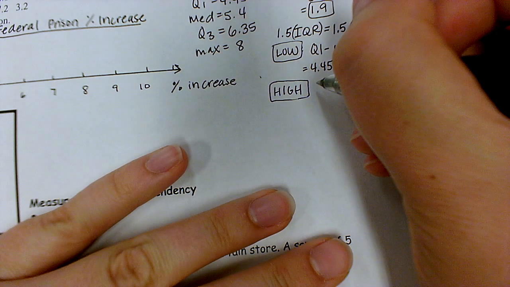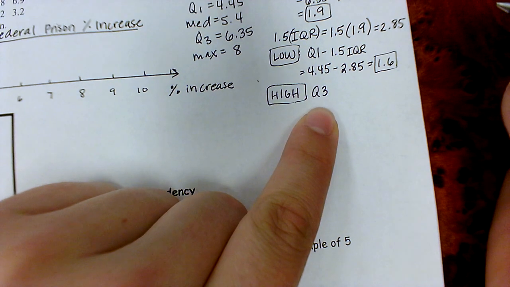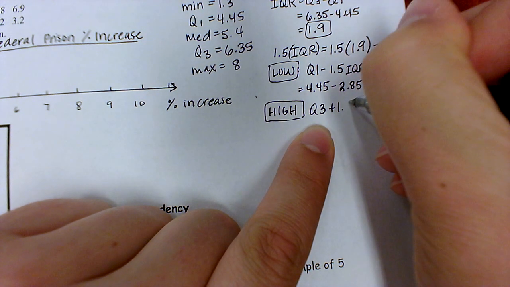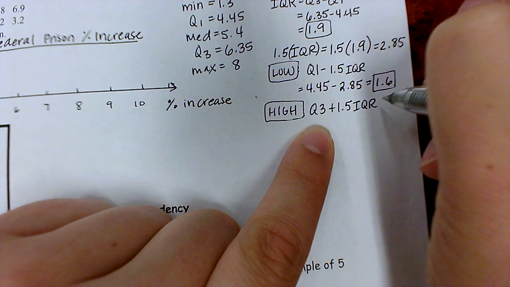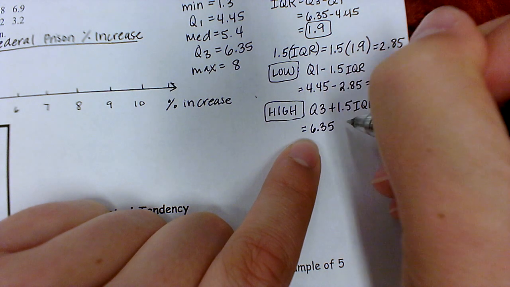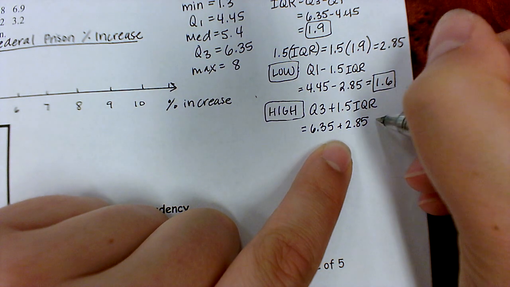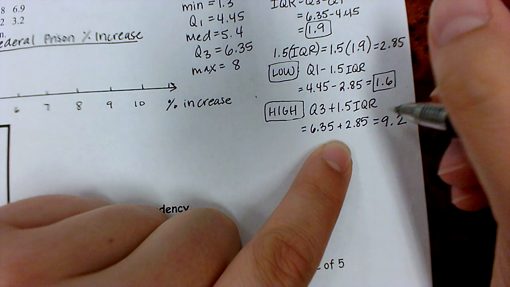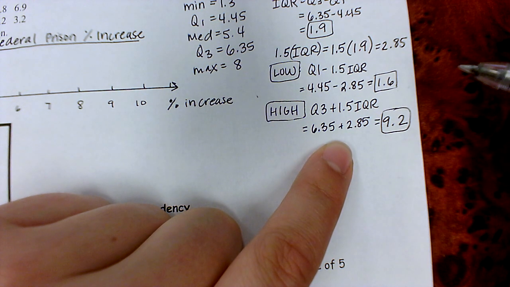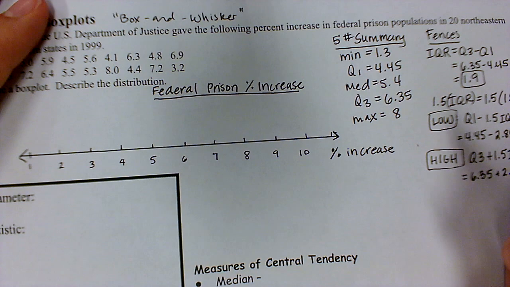Okay? So the high fence is going to be Q3, the upper part of our middle 50%, plus 1.5 IQR. In other words, this is going to be 6.35 plus my 2.85, which is going to give me a value of 9.2. Okay, so if you're not sure why we're using these, it's going to make a lot more sense in just a second. Let's go back and graph our 5-number summary.